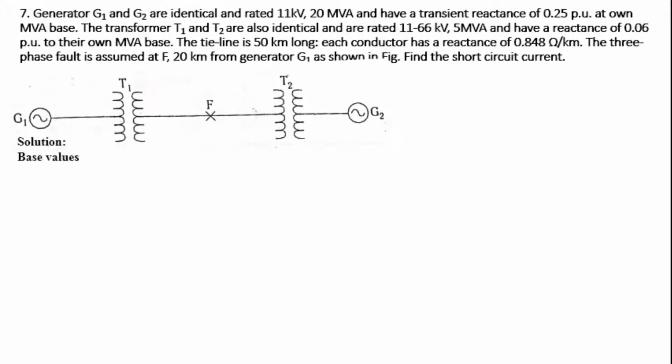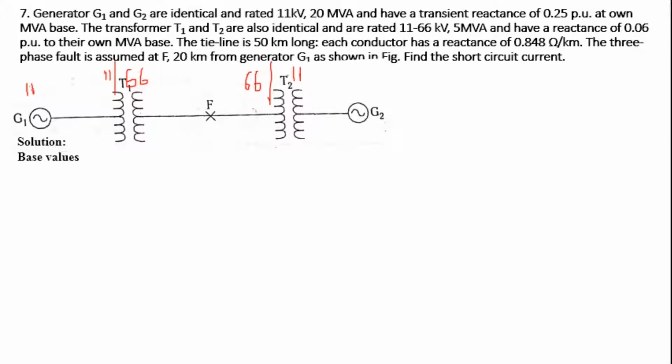Okay, let's solve this. The voltage of the generator is 11 kV. The transformer is 11/66 kV, and this one is also 66/11 kV.